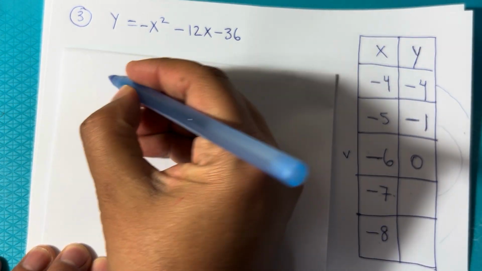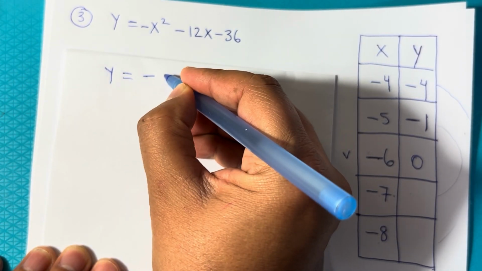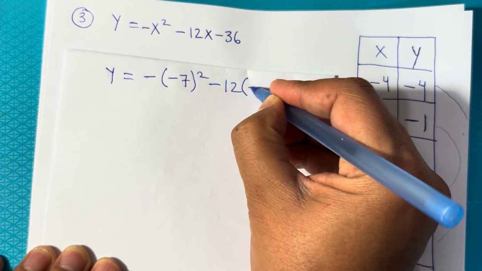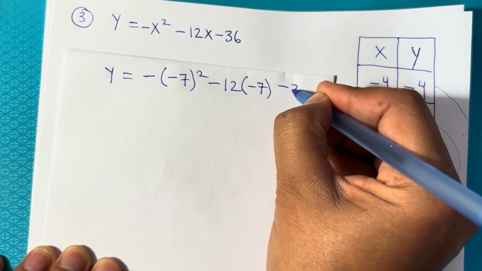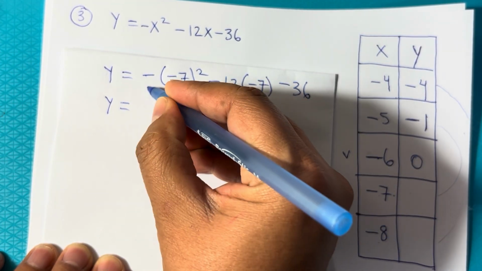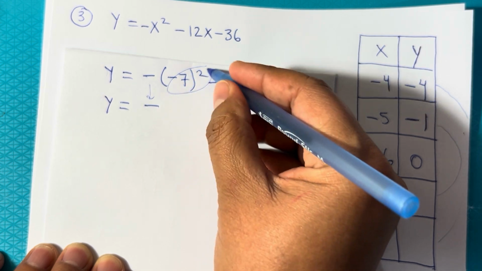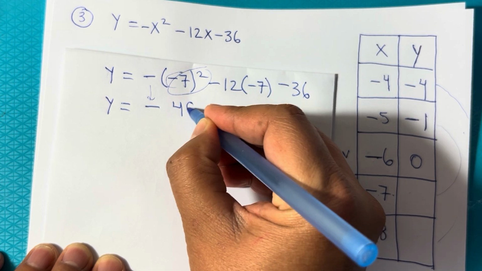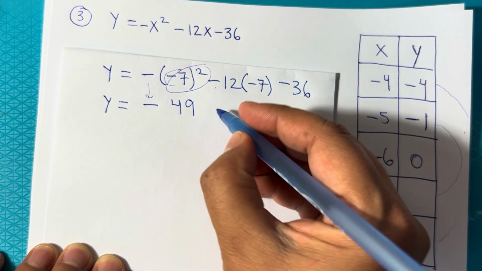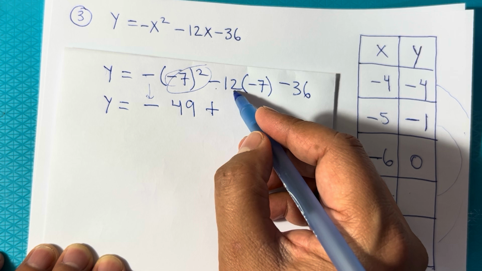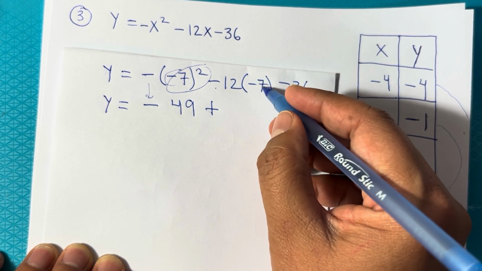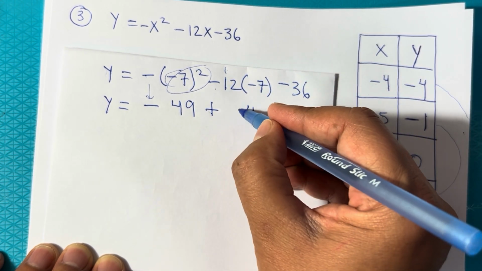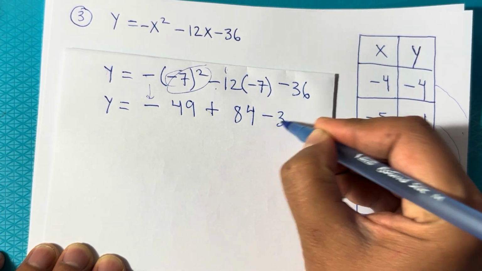Okay? Now, negative 7. So y equals negative 7 squared minus 12 times negative 7 minus 36. Y equals, bring down this negative and raise this to the second power, including the negative. Negative 7 times negative 7 is 49. Negative times negative is positive. 7 times 12. 7 times 2 is 14. Carry 1. 7 times 1 is 7 and 1 is 8. Bring down the negative 36.